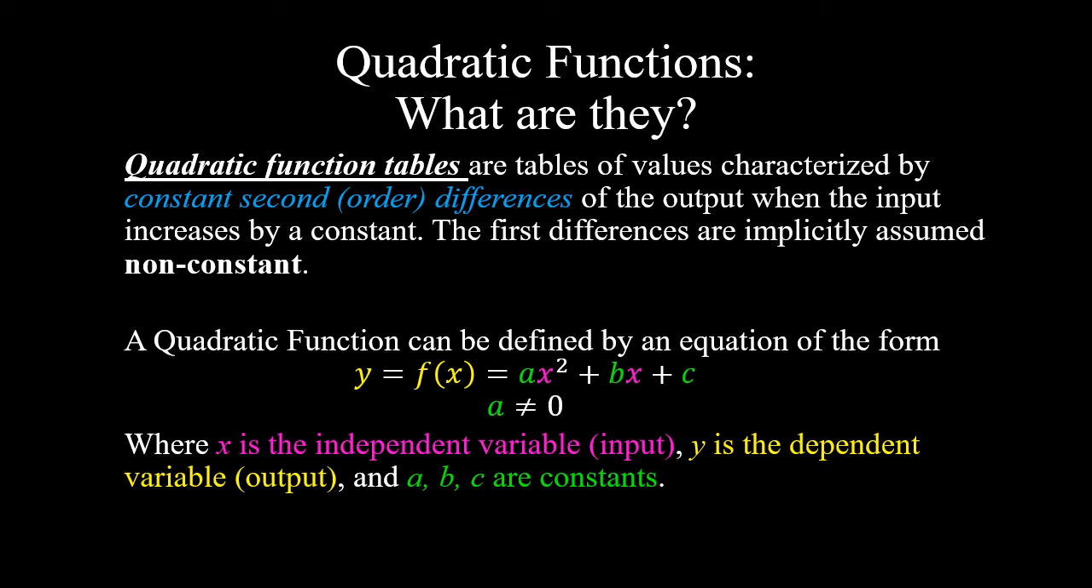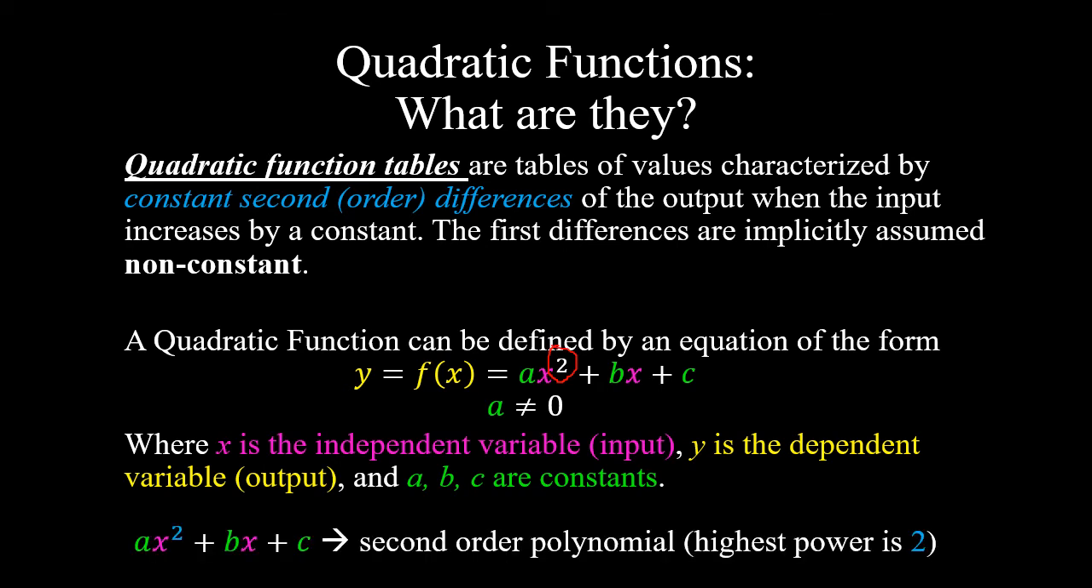So this is what a quadratic function looks like, and that should look sort of familiar to you. I'm sure you've seen functions of this form in your math travels before, okay? ax squared plus bx plus c, that's a polynomial. And the thing about quadratic functions is that the highest degree in that polynomial is going to be degree 2. So ax squared plus bx plus c, we call a second order polynomial, which all that means is that the highest power in your polynomial is 2, okay?